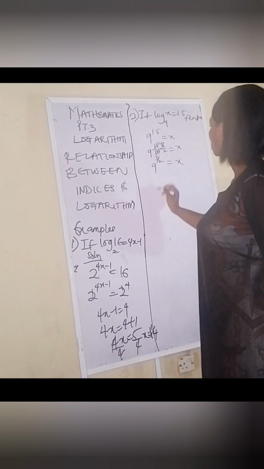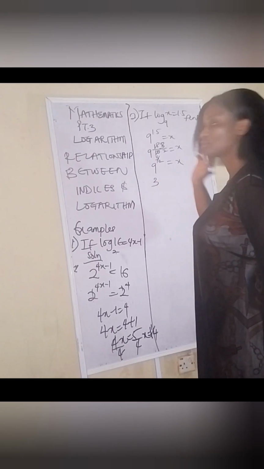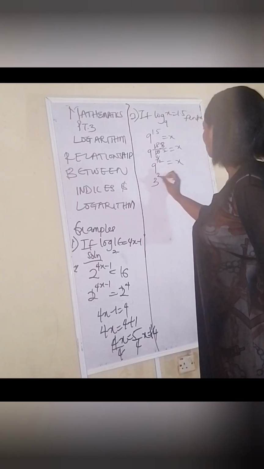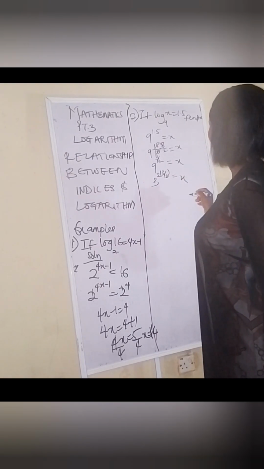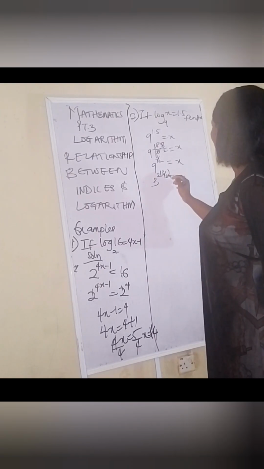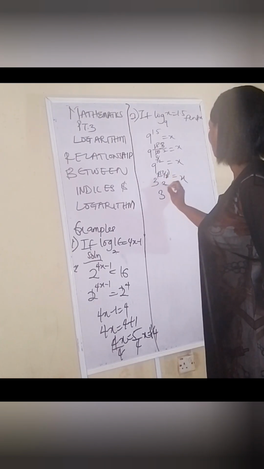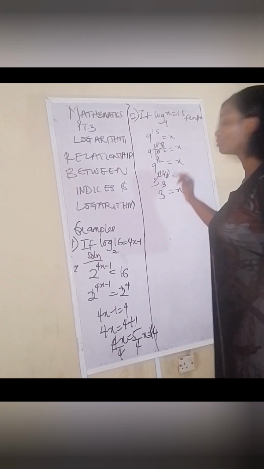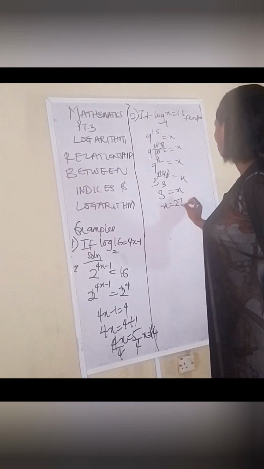Now we can change the 9 to 3 squared. 3 in how many places will give us 9? 2. Do you understand? So this is 3 squared, all raised to 3 over 2, equals x. The 2 cancels the 2, so we have 3 raised to the power 3 equals x. 3 raised to the power 3 gives us 27, so x equals 27.